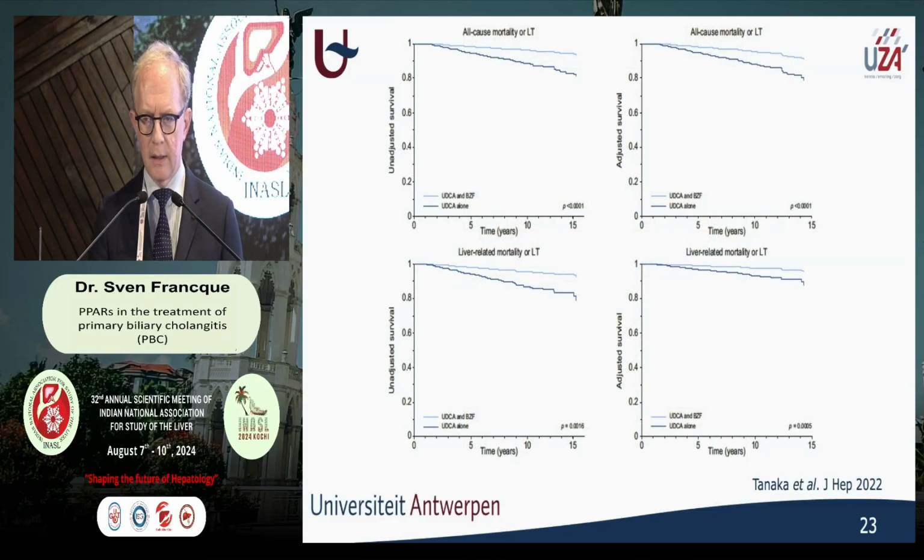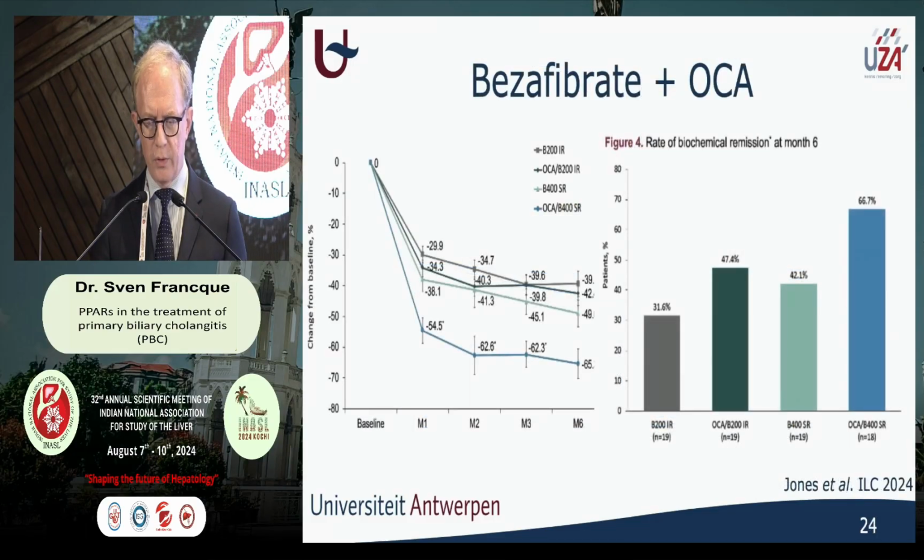Some additional data came later on. This is a retrospective analysis looking and comparing patients only treated with UDCA and then patients treated with UDCA and fibrates. But as I said, it's a retrospective analysis, but showing again that the patients that were treated with both drugs had a better prognosis, whatever way you defined it, overall mortality, transplant-free survival, liver-related mortality. Prognosis was better in those that were on fibrates on top of UDCA.